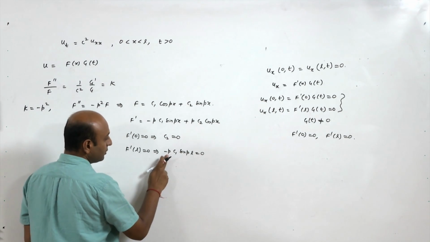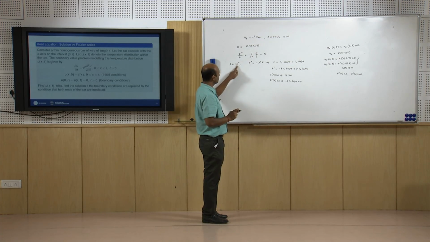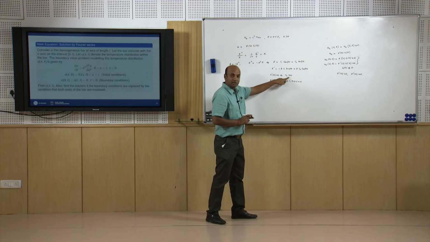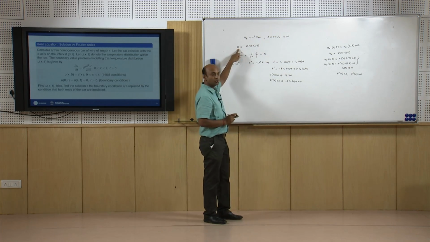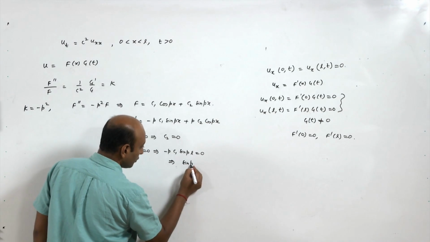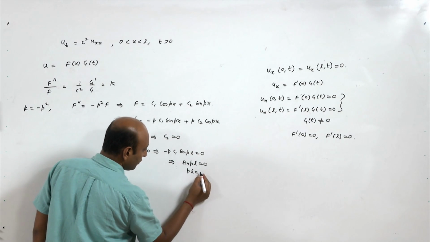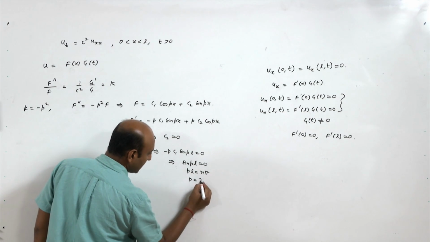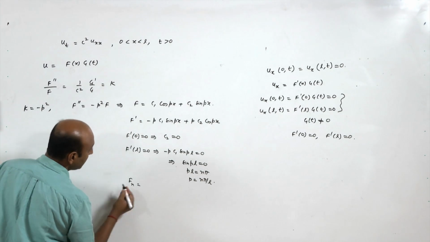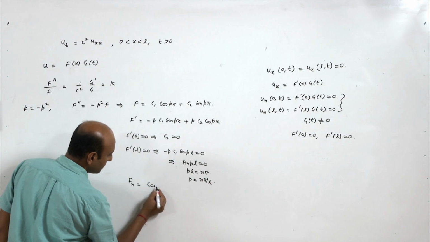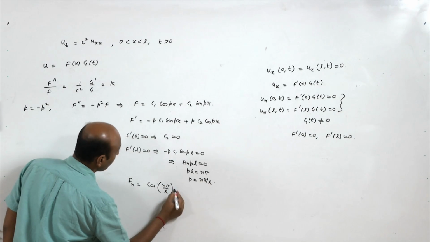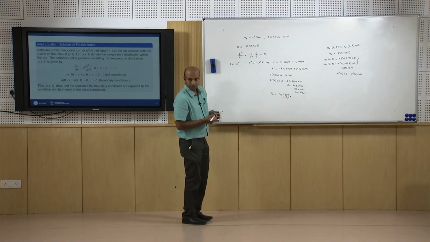So, this can't be 0 because if p is 0, k equal to 0, that case is already omitted, and if c1 equals 0, then c2 is already 0, then f will be 0. This implies u equal to 0, which is also not possible. So, the only possibility is sin pL equal to 0. If sin pL equals 0, then pL will be equal to n pi. So, p will be nothing but n pi by L. So, from here f, or fn, will be cos n pi by L into x, substituting the value of p.